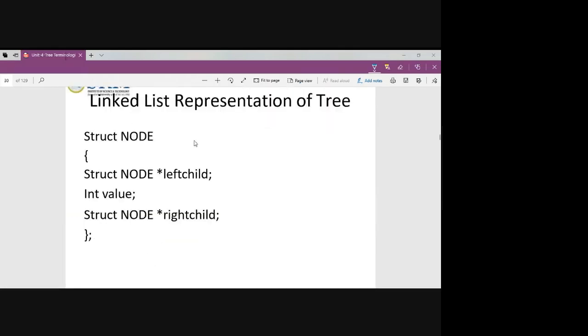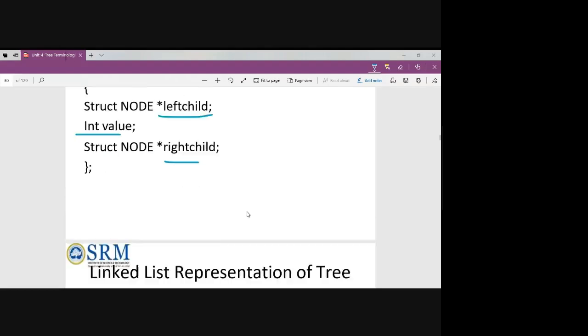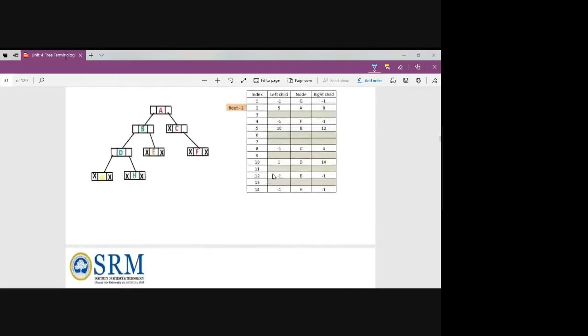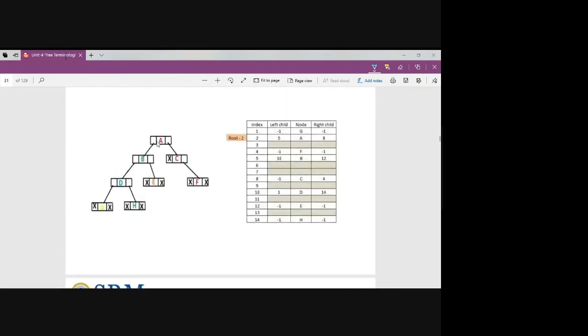So your linked list representation will be your node. You have two pointers, as you have previous and next, here left and right child, and this is the value or data which you want to insert. Now see in this diagram, these are just values given as indexes. Initially all are null, and here null is represented as -1, so there is no left and right child. That is the initial representation.